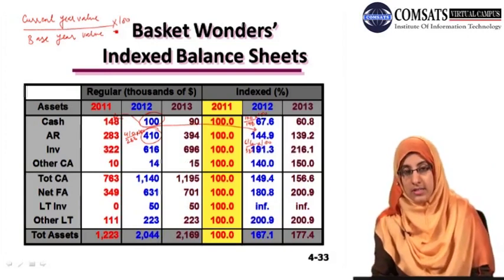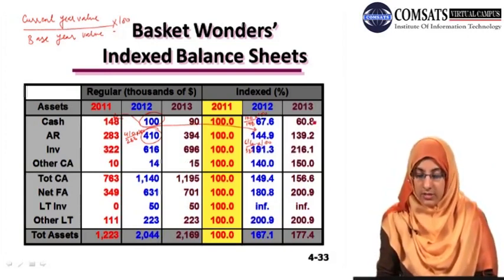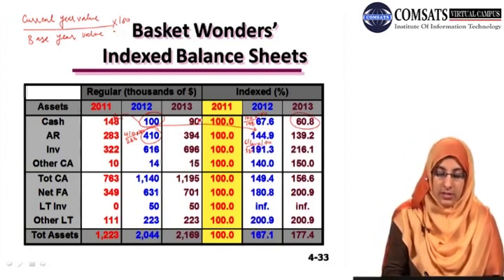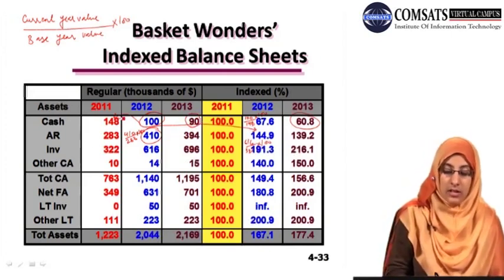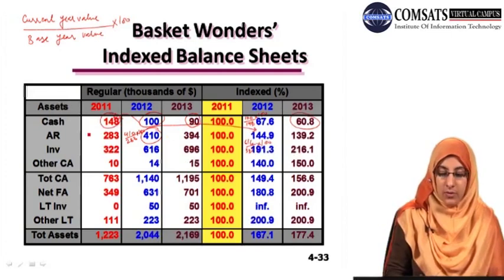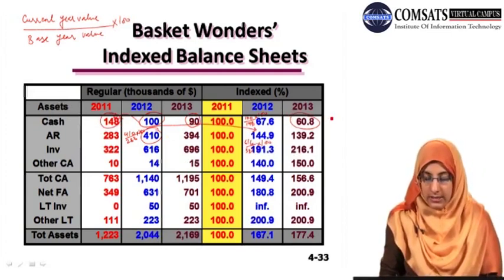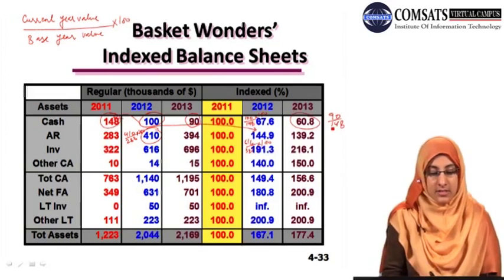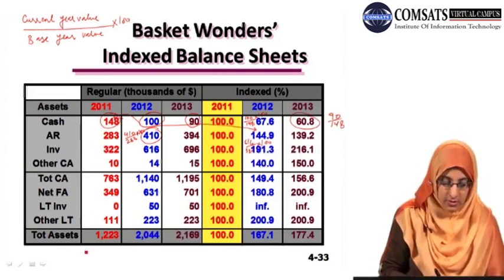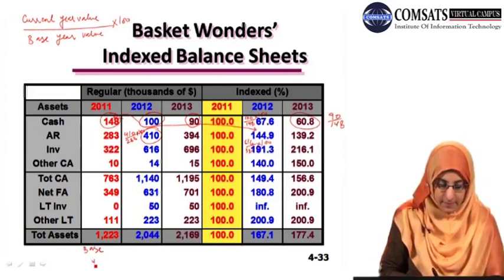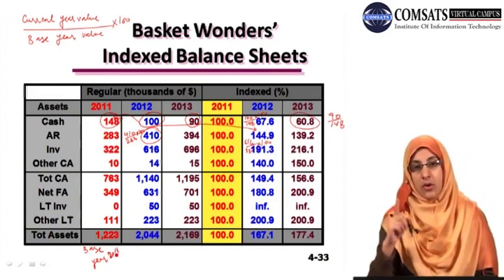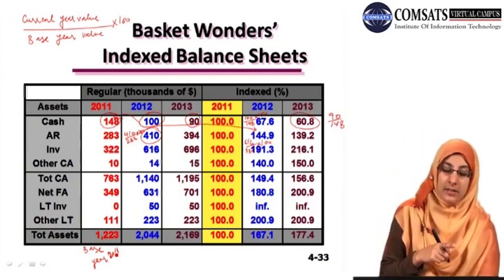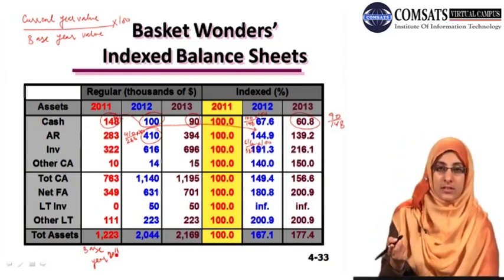Similarly now if we move on to 2013, we can see the value for cash for 2013 is 60.8 percent. अब ये find out कैसे हुई है? The value of cash in 2013 is 90. The value for cash of 2011 is 148. So this is 90 divided by 148. The base year is your 2011. So you divide each item of the current year by the base year item and into 100, तो आपके पास वैल्यू आ जाती है for the next.